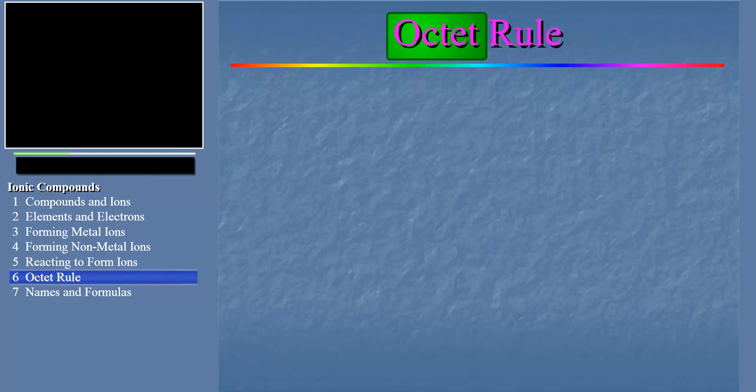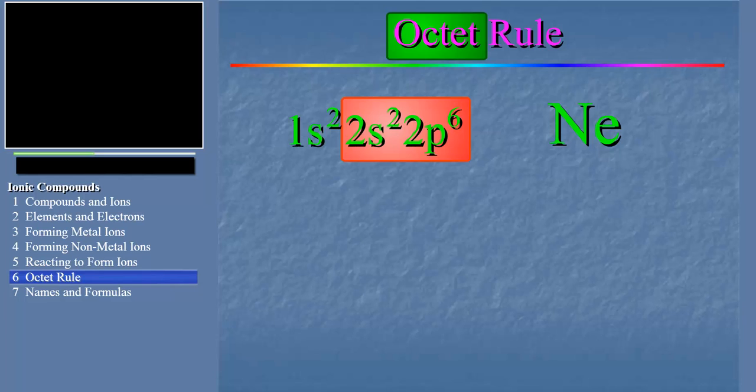Well, let's look once again at the electron configuration of neon, which is the configuration that both sodium and fluorine were trying to achieve. Notice that in the outermost electron shell, namely the N equals 2 level, the total number of electrons is 8. Indeed, the valence shell of most of the noble gases has 8 electrons, and since this is the electron configuration which is sought by elements when they react, the rule gets its name from the number 8.